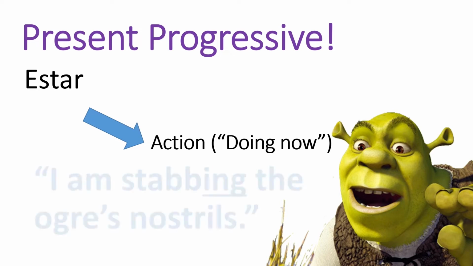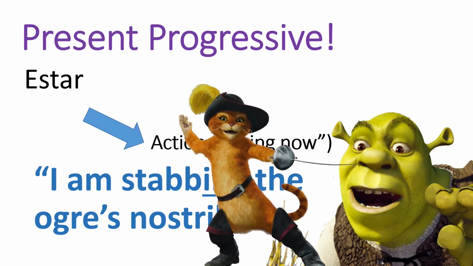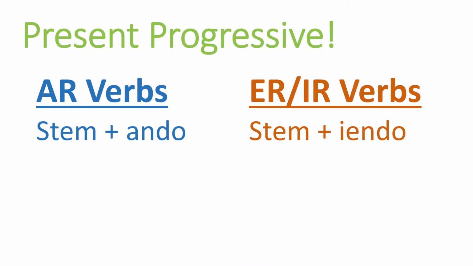Here's an example. I am stabbing the ogre's nostrils. That's how we say in English what we're doing. Let's find out how to do it in Spanish. All right, first let's talk about AR verbs. Those are more common, and we're a little more comfortable with those. So you're going to use the verb estar, and then you're going to take whatever action verb you are doing right now. You're going to take the stem of it and add -ando. That's the Spanish equivalent of -ing.